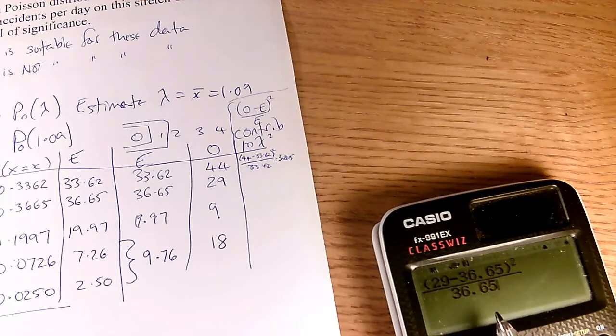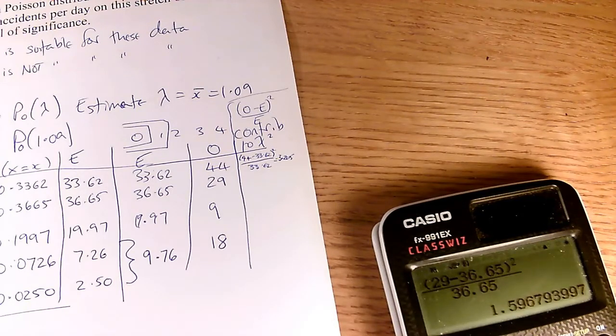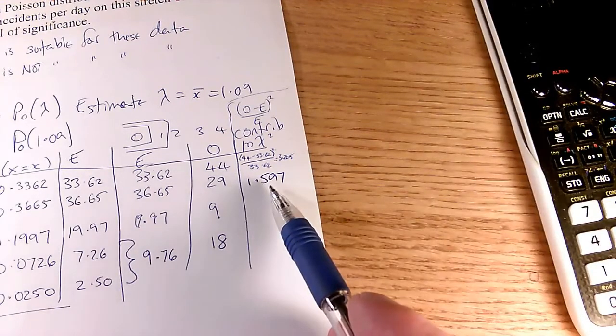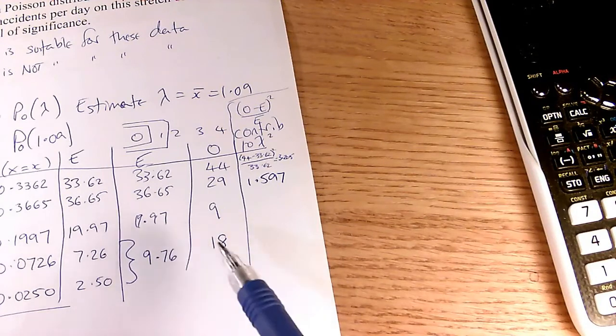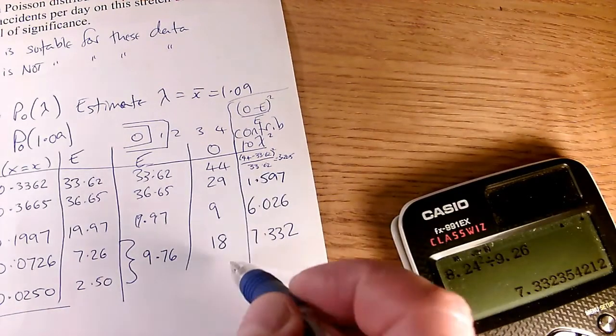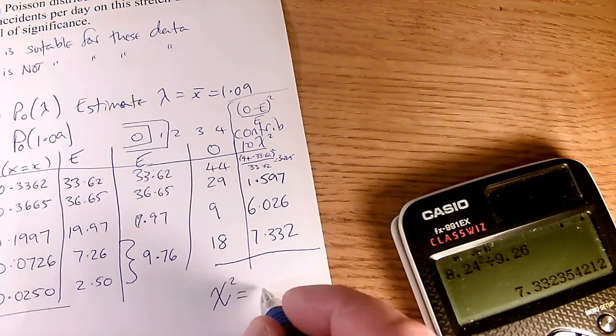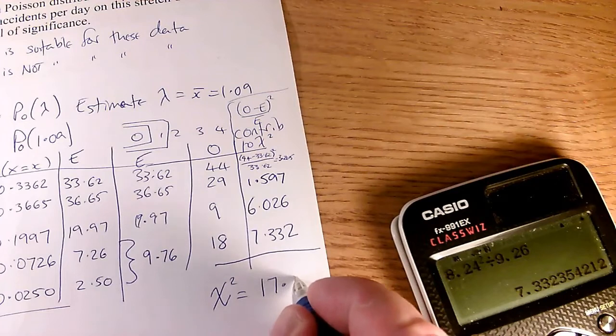So for my second one, here I'm doing it properly on the calculator, 29 minus 36.65 squared, okay, 29, 36.65 squared divided by the expected, and I'm just going to get my answer. I'm just going to record the 1.597. There it is, and then I'm going to do observed and expected. I'm going to do the same calculation for the last 2 lines and get their contributions. So now I've got all my contributions to chi-squared, so if I total those up, my chi-squared value will be the total of these, and these add up to 17.8.